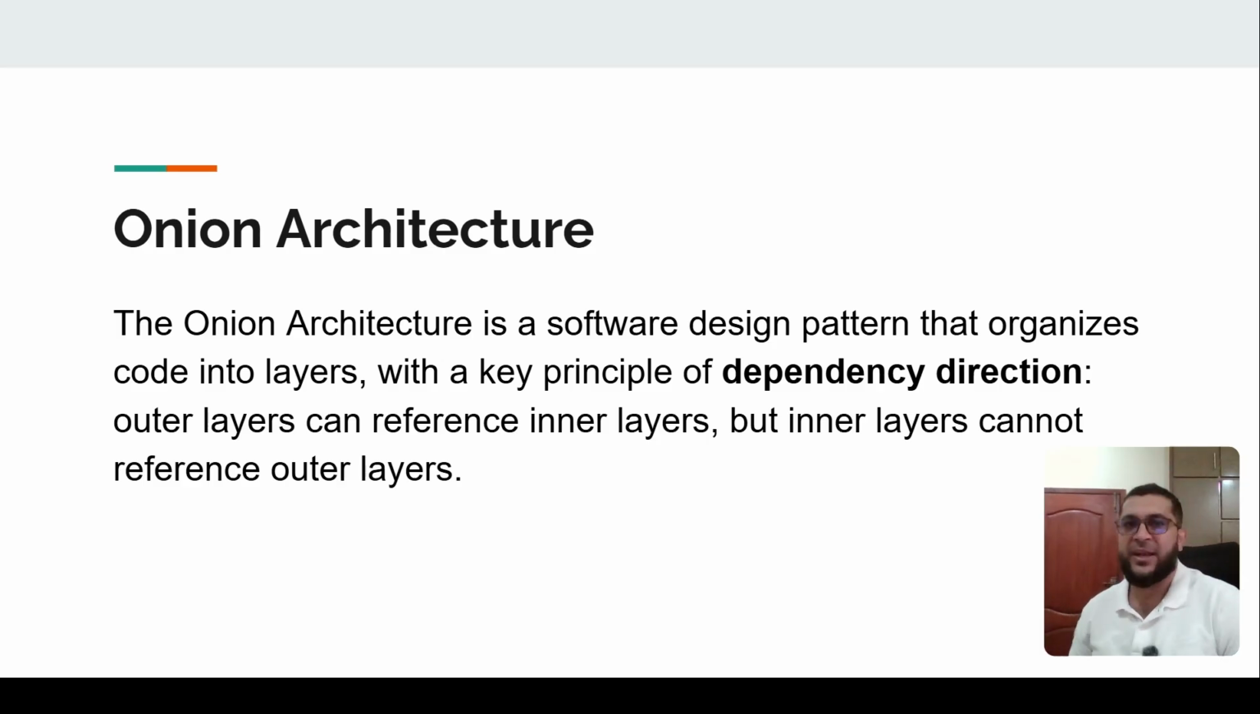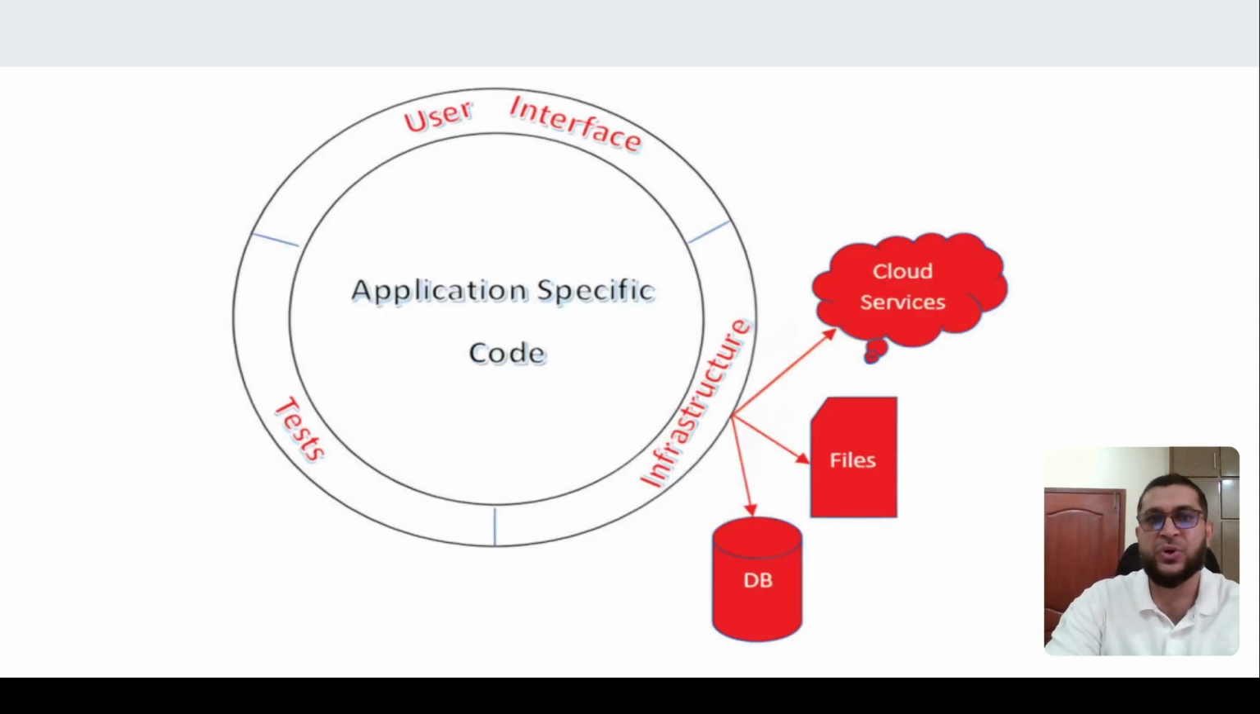So what is onion architecture? First of all, it is a software design pattern that organizes the code in layers. Onion architecture has different layers, but the key principle is the dependency direction. The outer layer can reference the inner layer, but the inner layer does not have a reference to the outer layer. So this is the key principle of the onion architecture. This is the basic diagram.